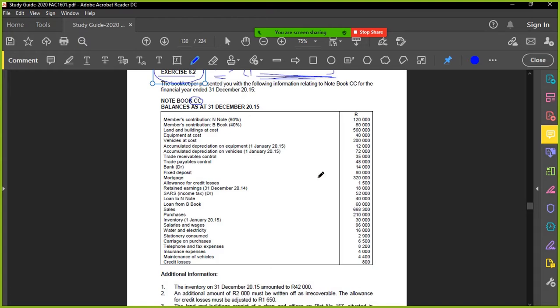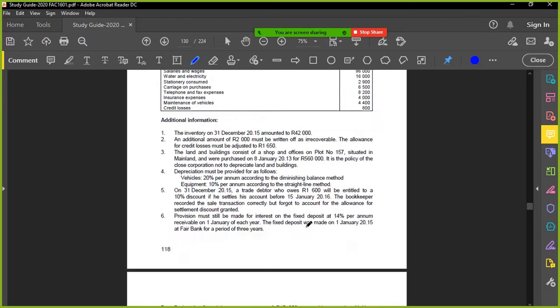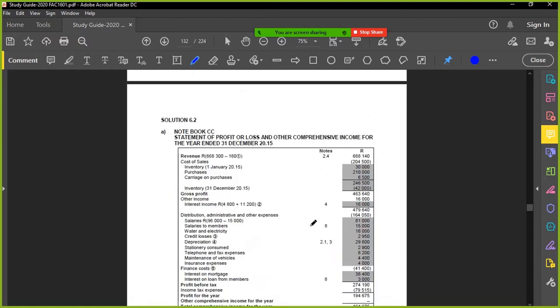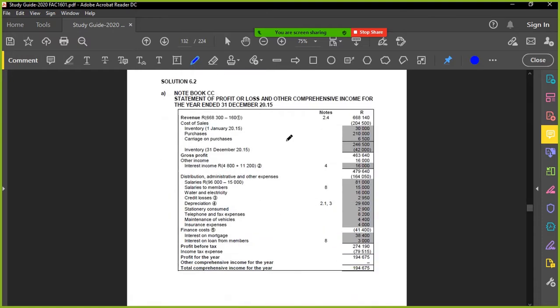After you've done the question, then you mark your solution. Then go look at UNISA's solution, which they will give you. Here it is, and then tick all the stuff that you get right. That also builds some confidence, because then you can see, oh, I actually know how to disclose a lot of this. You'll see here, there's periodic.